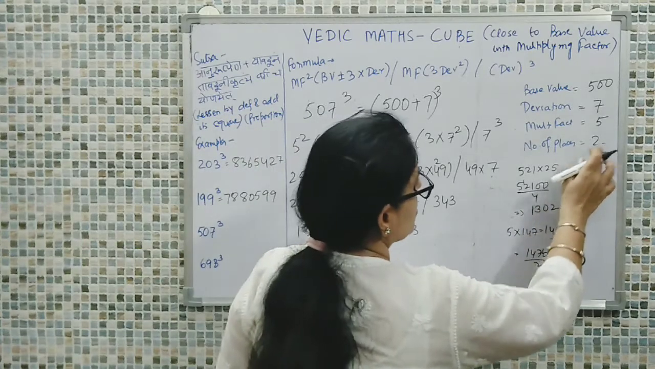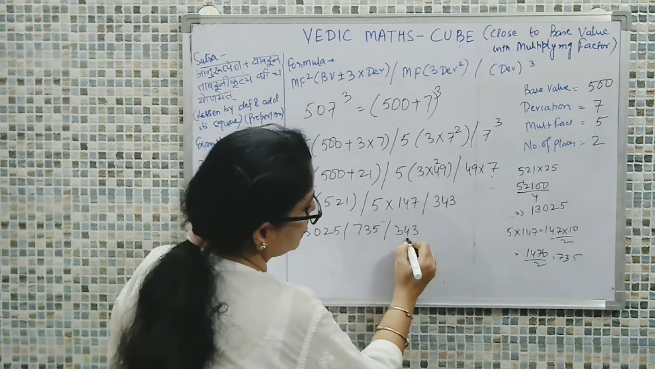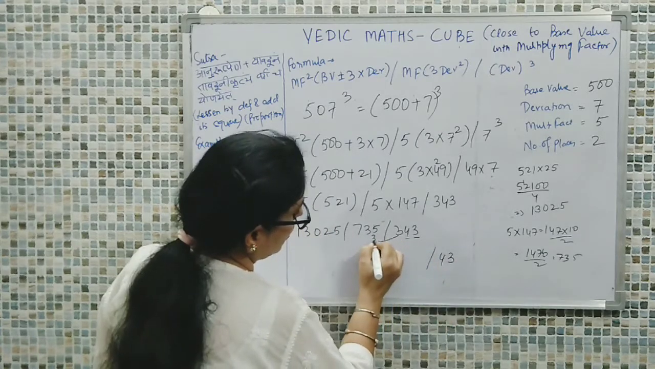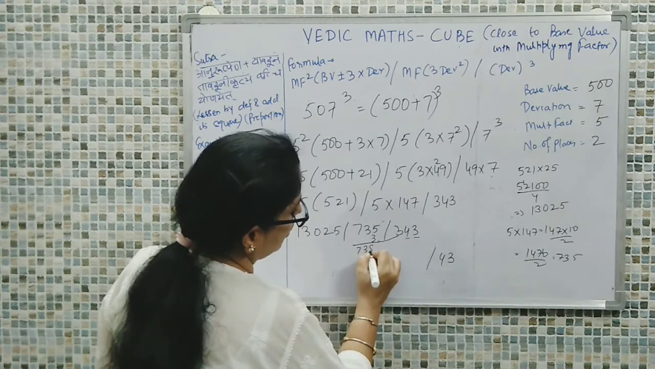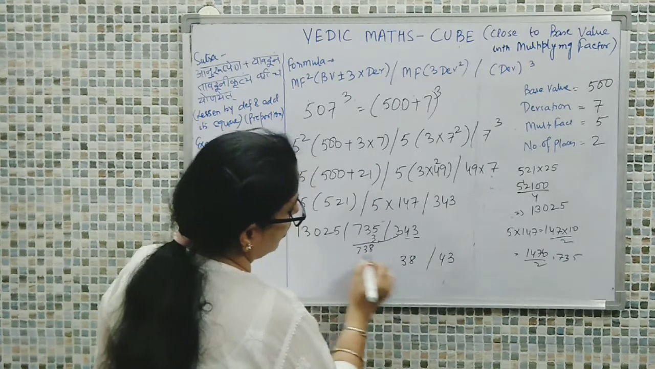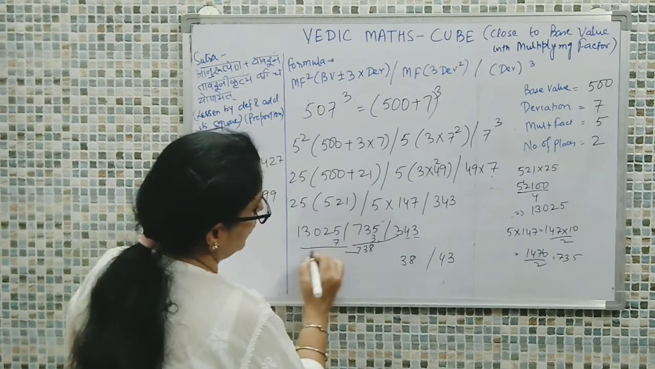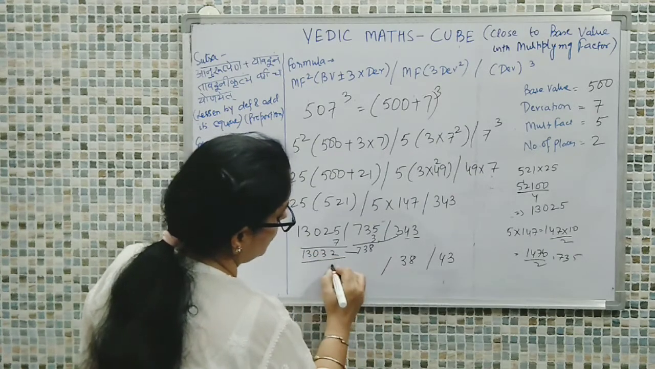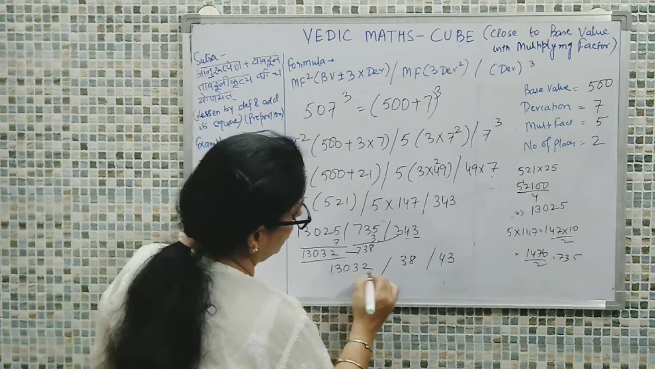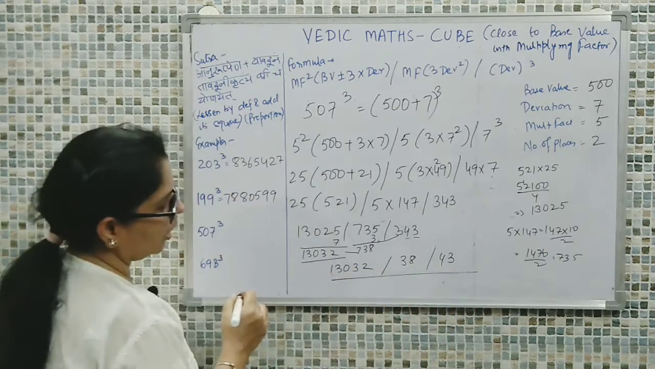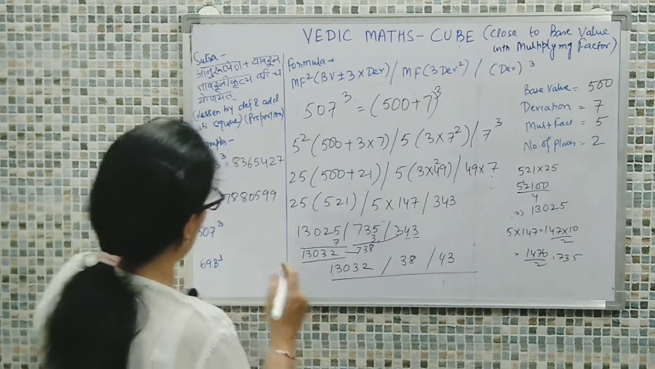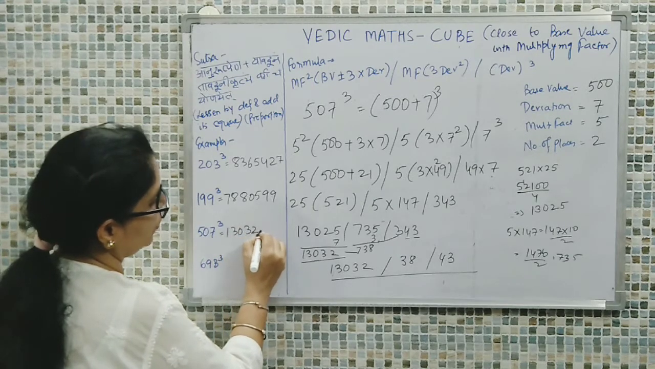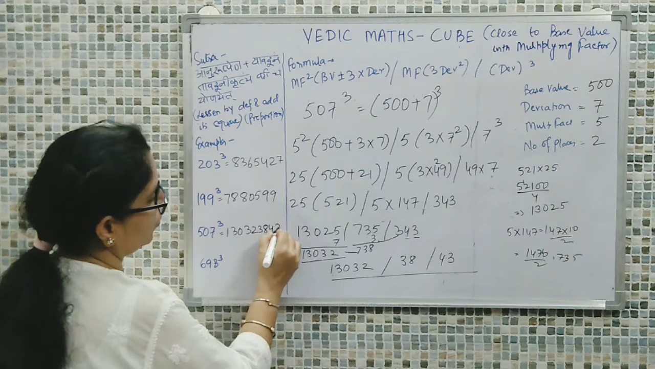Next, the number of places is 2. The number of places that has to be retained is 2. So 43 has to be kept over here. 3 will be added here. So we have 738. So keep 38, take up the 7 over here. So that will be 13032. So we have 13032. It is actually coming out to be really big. So the cube of 507 is 130323843.